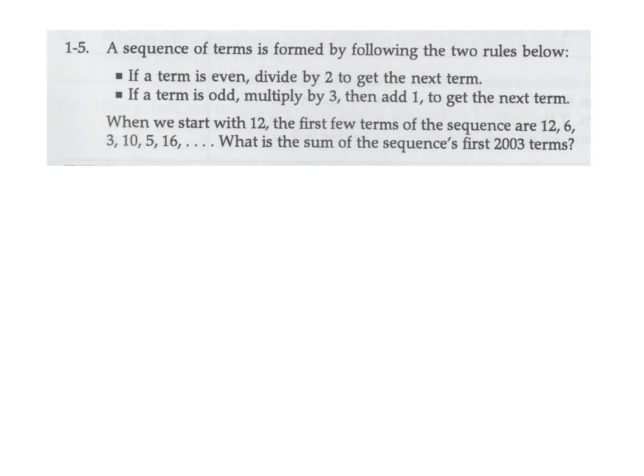A sequence of terms is formed by following the 2 rules below. If a term is even, divide by 2 to get the next term. If a term is odd, multiply by 3, then add 1 to get the next term. When we start with 12, the first 6 terms of the sequence are 12, 6, 3, 10, 5, 16. What is the sum of the sequence's first 2003 terms?